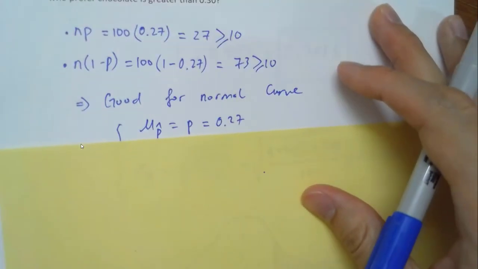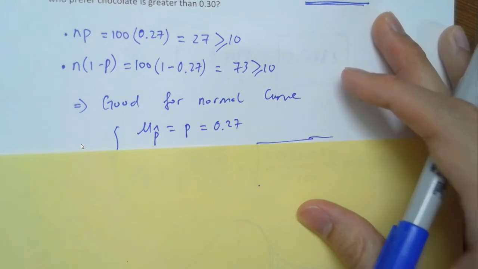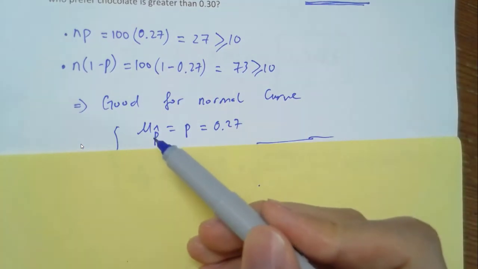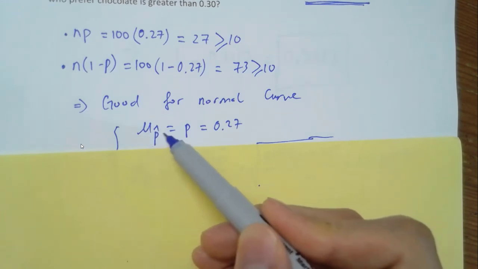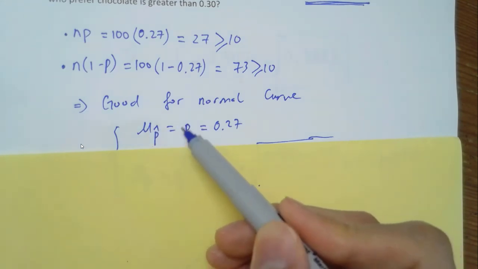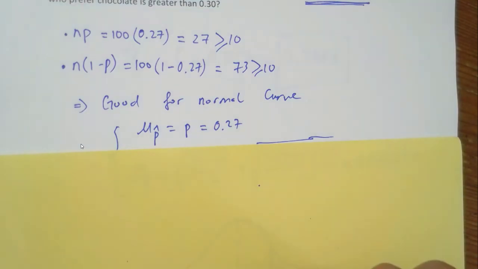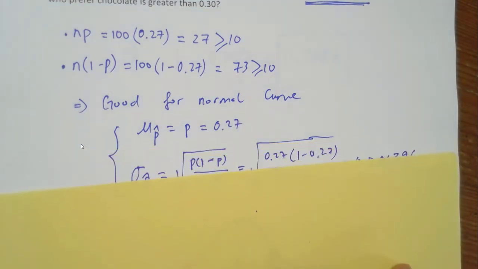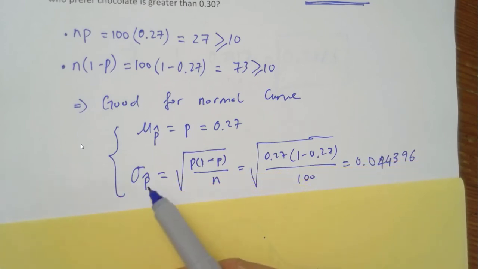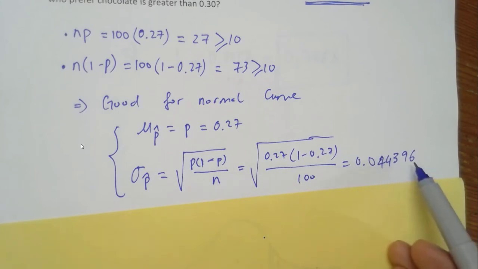Okay? If we are using the normal distribution, we know that the mean is the unbiased estimator. So the mean of the sample proportion approaches the proportion of the population p, which is 0.27. However, the standard deviation of the sample proportion is not. It's equal to the adjustment, the square root of p times 1 minus p over n, which is 0.044396.